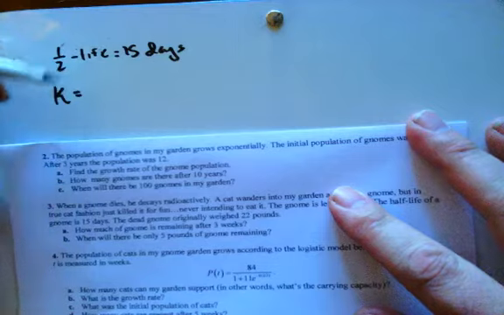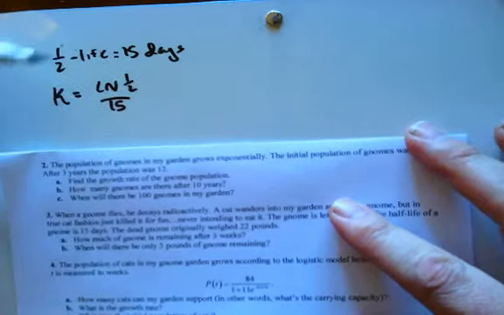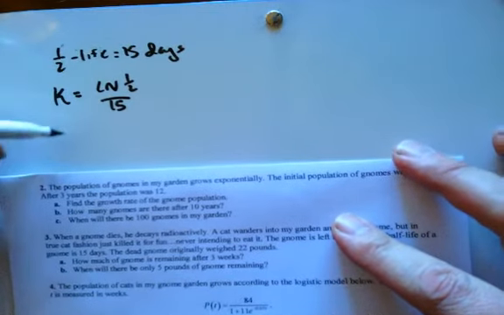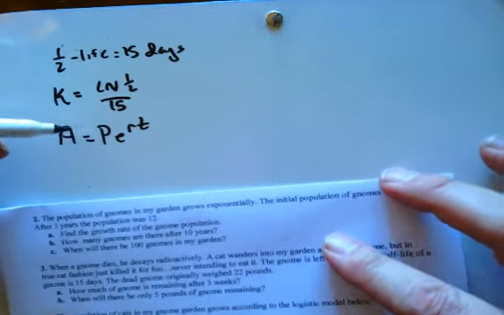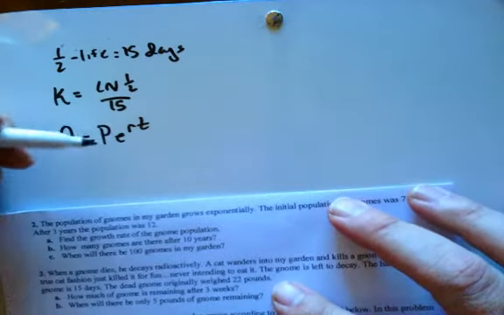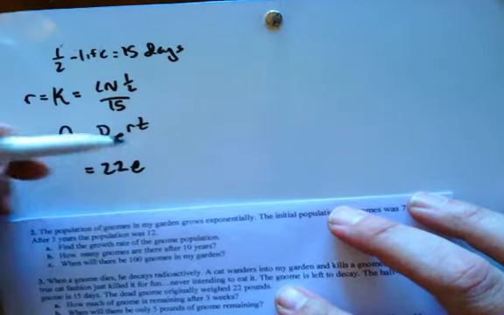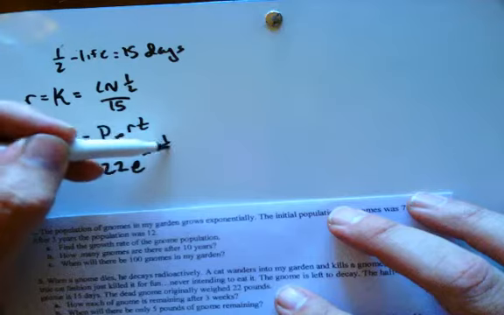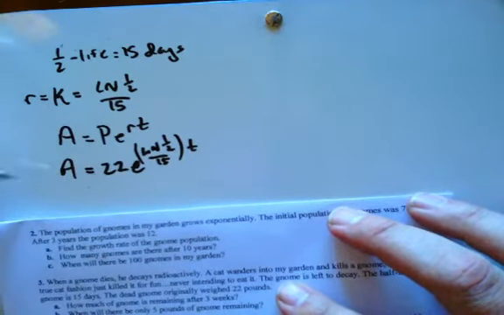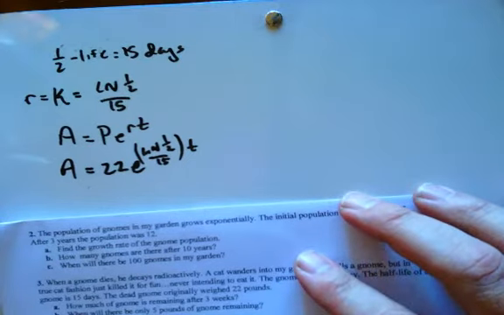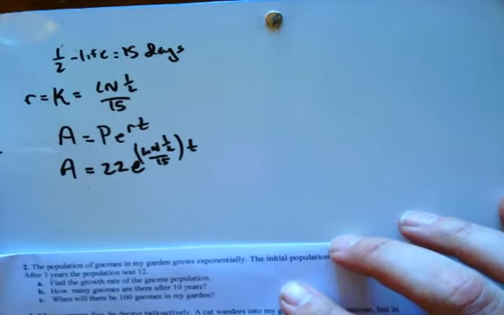Using the shortcut we talked about yesterday, we know that k, or r, is ln of a half over 15. So when I build my model using A equals P e to the rt, the initial gnome weight was 22 pounds, and my rate is ln of a half over 15. Don't forget that t. So here's our model. First question: how much of the gnome is remaining after 3 weeks?